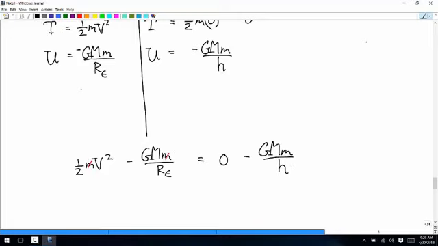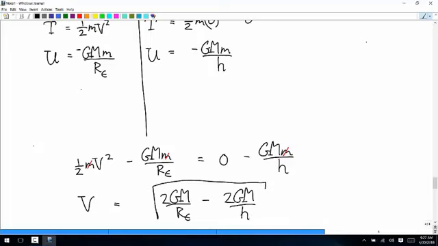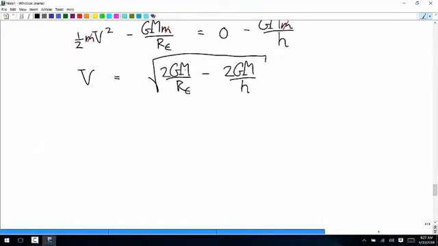And we can cancel out the little m's. There's one of those in everything. And multiply everything by 2. And we get that v is equal to the square root of 2G big M over R_E, minus 2G big M over h, all square root. So this tells you how fast you have to be going to get to some certain distance from the Earth.